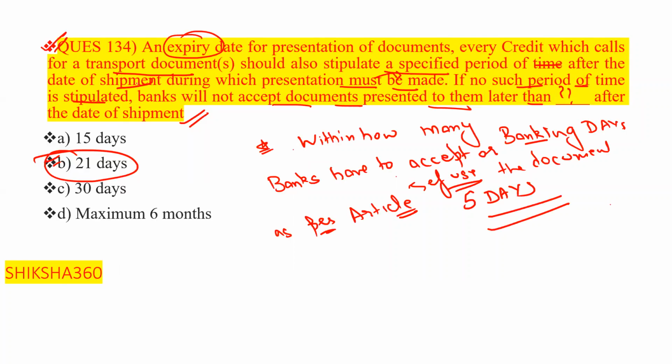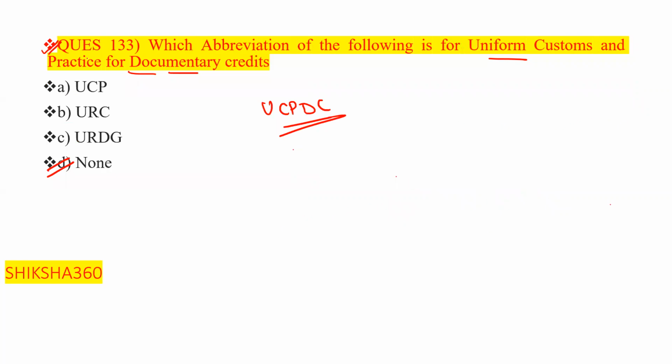So wait a minute. Here in question number 113: which abbreviation of the following is used for the Uniform Customs and Practice for the documentary credit? Generally we write UCPDC, but this is also used. While giving the answer, this one is a little bit correct.